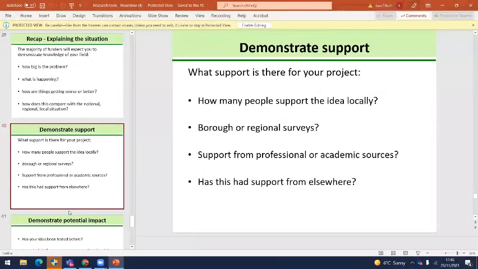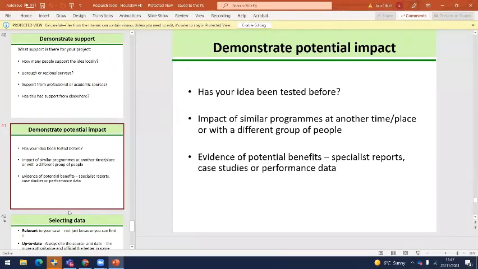And then demonstrate local support, how many people support the idea locally. So that's your own statistical information that you can produce through surveys, focus groups, that kind of thing. Has your idea been tested before? Have similar programmes been run in other places that you could report on through your research?